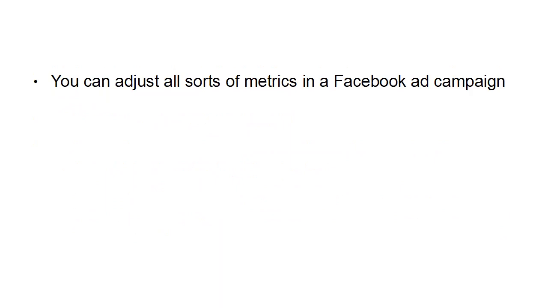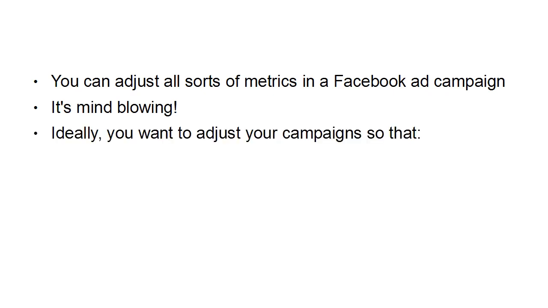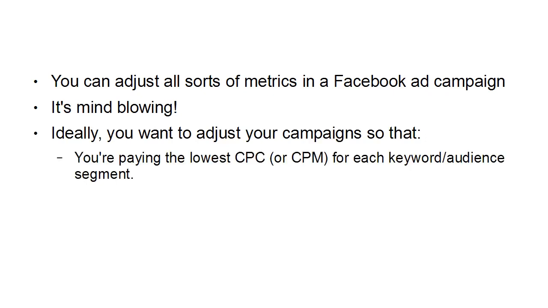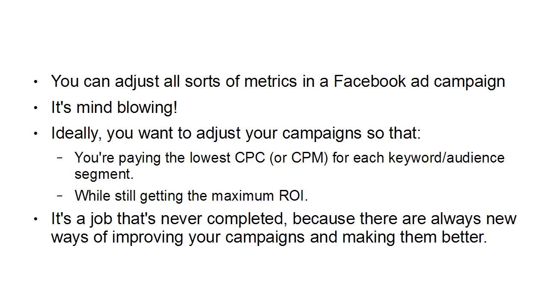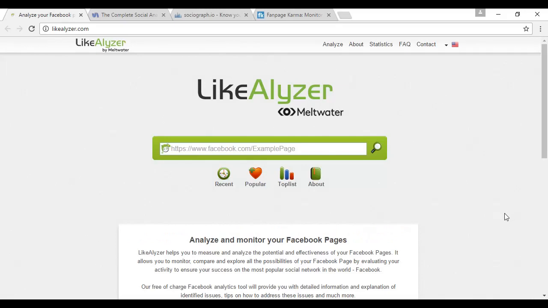You can adjust all sorts of metrics in a Facebook ad campaign. Quite frankly, it's mind-blowing. So ideally, you want to adjust your campaigns so that, first of all, you're paying the lowest CPC or CPM for each keyword or audience segment, while still getting the maximum ROI. And it's a job that's never completed because there are always new ways of improving your campaigns and making them better. There are a number of third-party tools out there that can help you to analyze and make better sense of all the Facebook statistics.